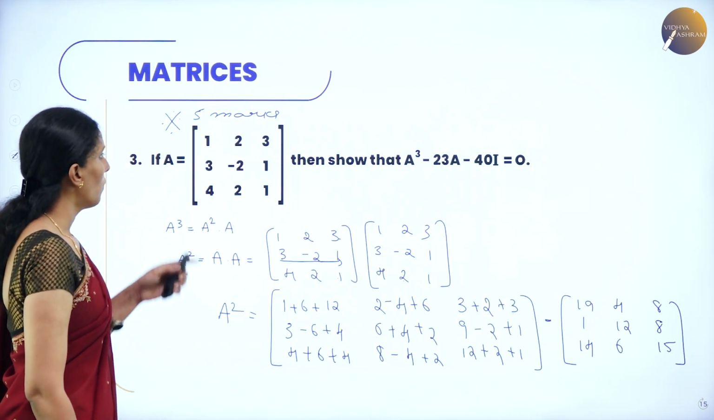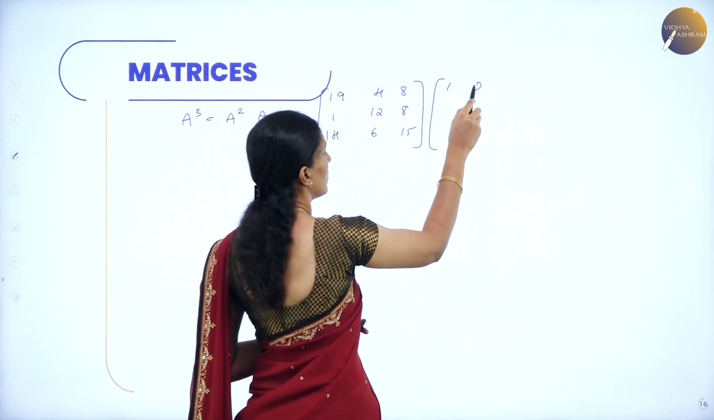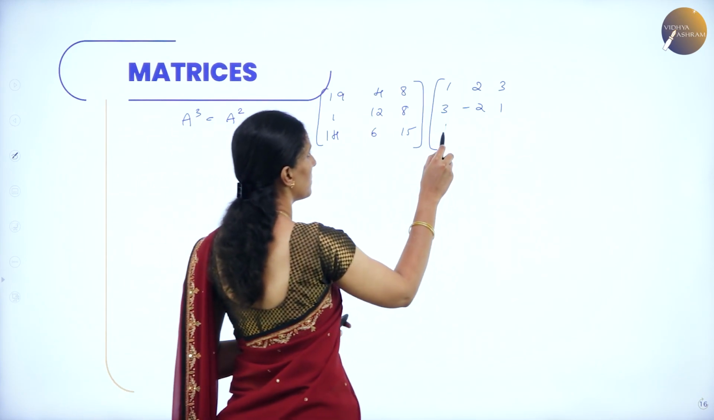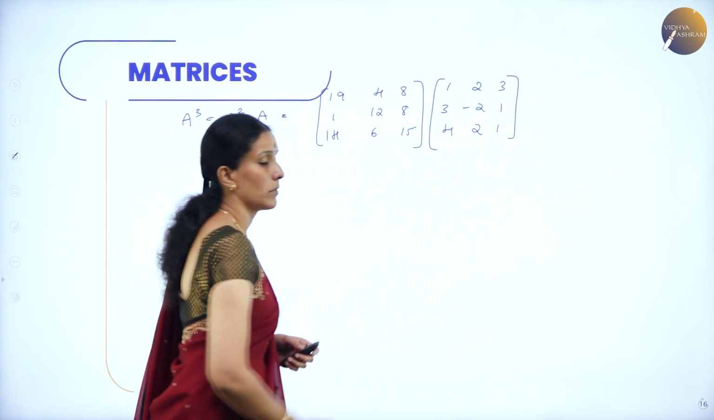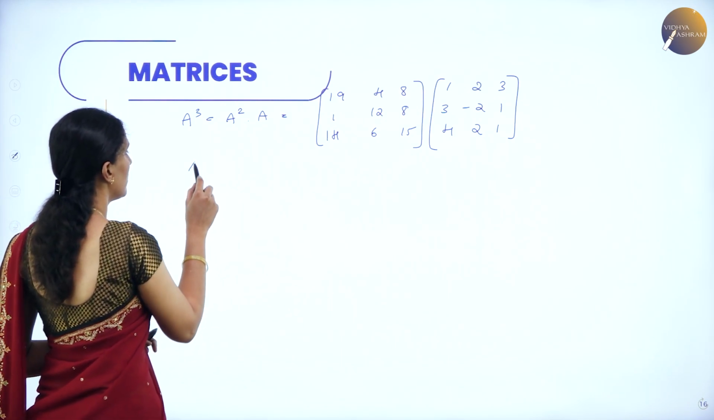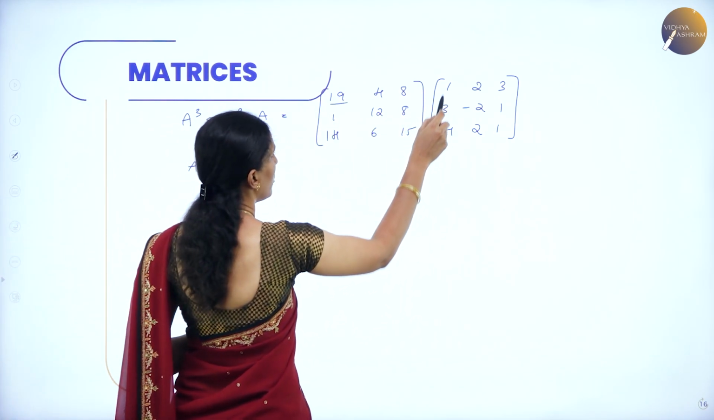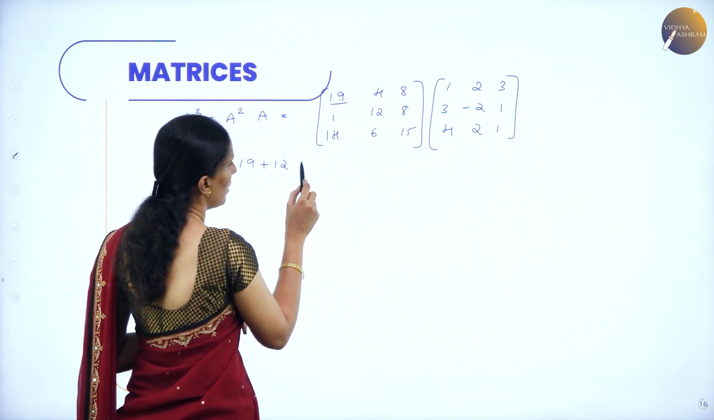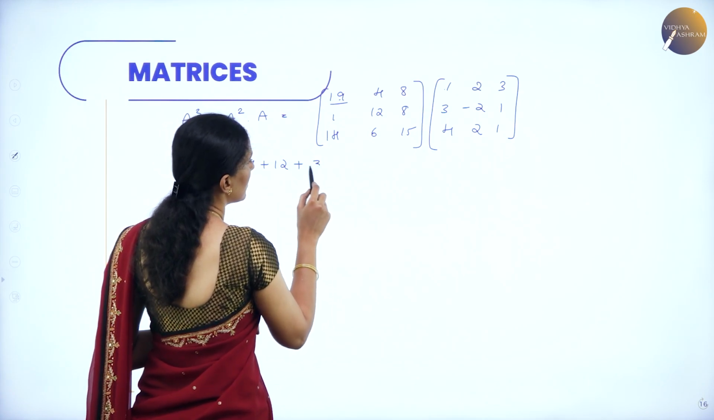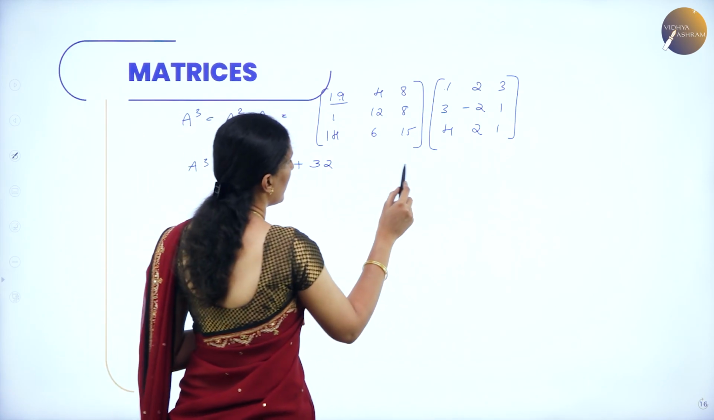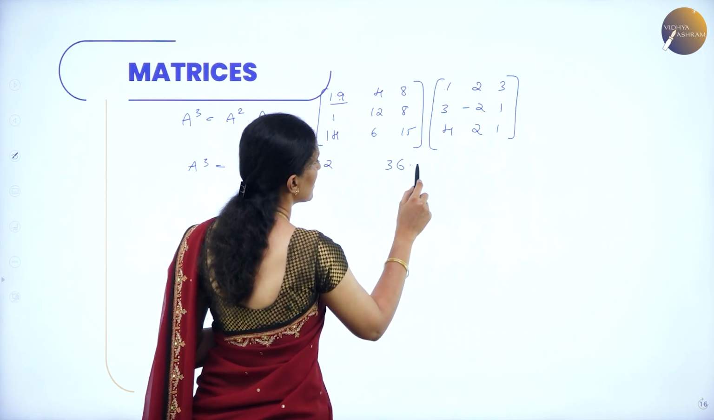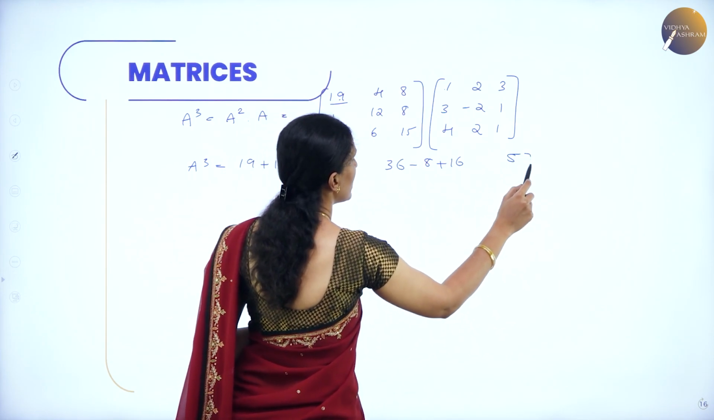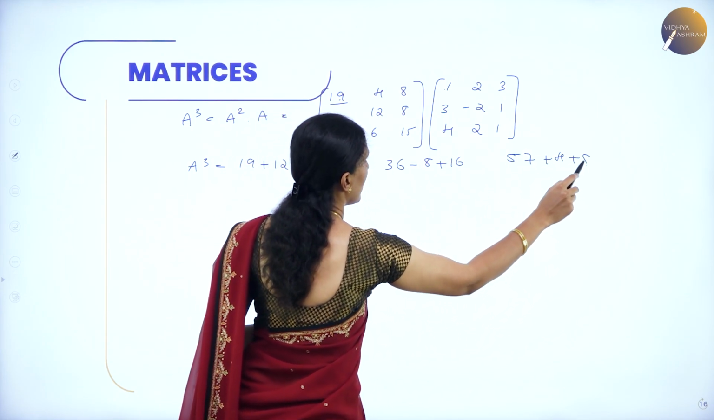What is matrix A? 1, 2, 3, 3 minus 2, 1, and the last row is 4, 2, 1. So the same operation, that is first row into first column. So 19 ones are 19, 4 threes are 12, 8 fours are 32. Next, 19 twos are 38, minus 8 plus 16. Next, 19 threes are 57 plus 4 plus 8.